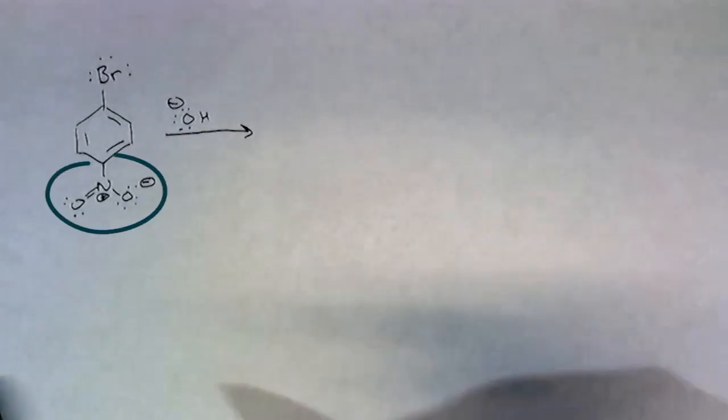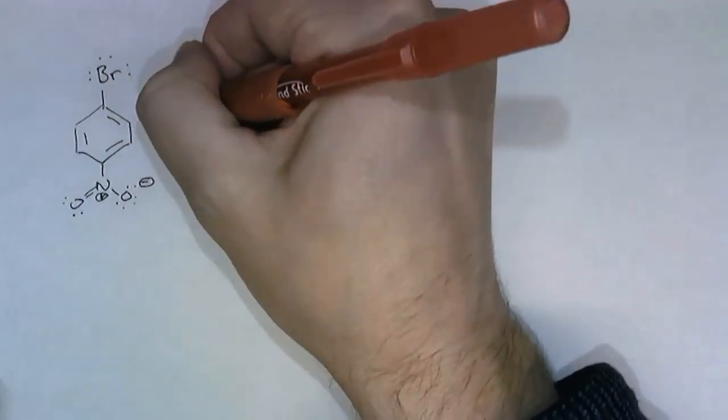Starting with a substrate of 1-bromo-4-nitrobenzene, notice we have a good leaving group, bromine, that is para to the strong electron-withdrawing nitro group. Here the nucleophile is hydroxide, which performs a nucleophilic attack on the ring carbon bearing the leaving group.